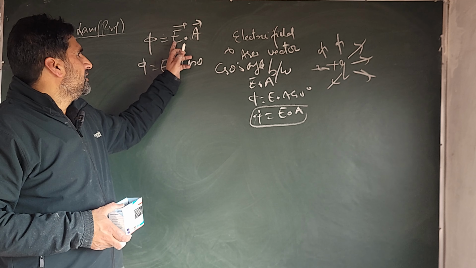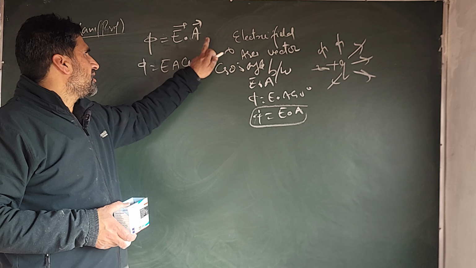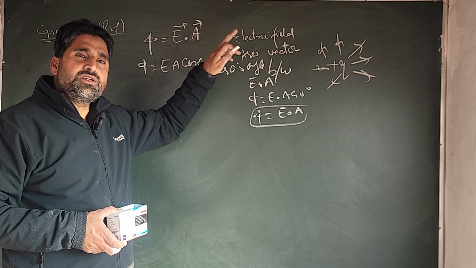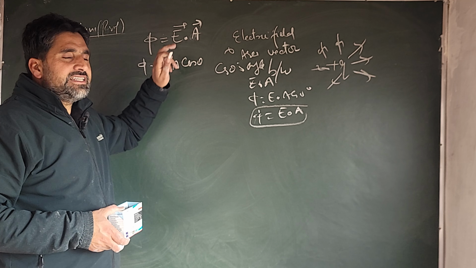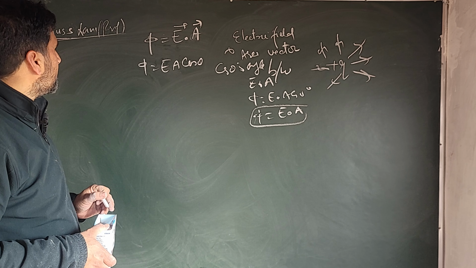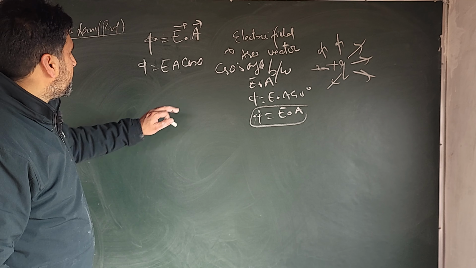It means the electric field is moving away in case of a positive charge, and the area vector, the outward drawn normal, is moving in the same direction, along the direction of E. So phi is equal to E dot A. You have to remember it.